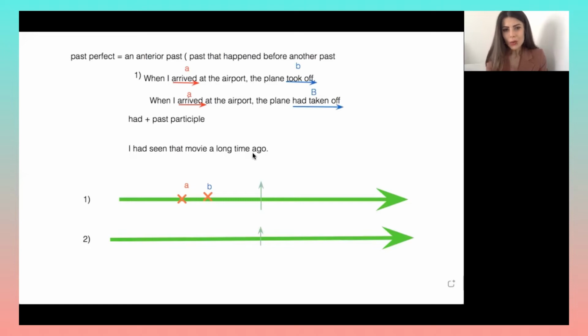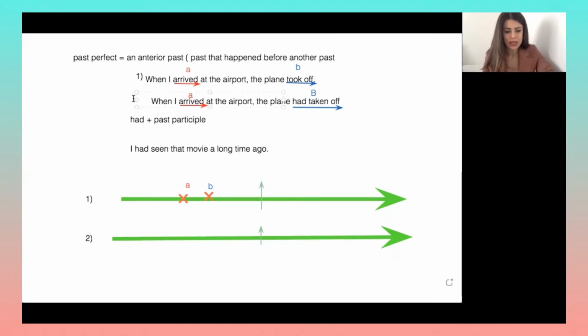But here, we don't really understand exactly why we use a past perfect. This is going to be why we use a past perfect, using these two examples. So here you have sentence 1, and then we have sentence 2. These two sentences are almost the same, but actually super different in meaning. And you will understand how terrible it is if you made the second sentence. So the first sentence here: when I arrived at the airport, the plane took off.